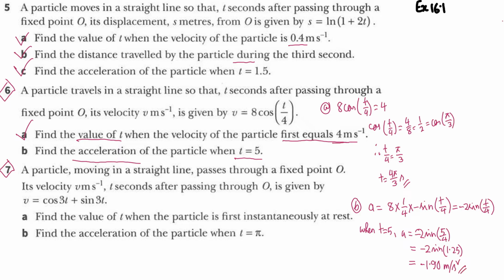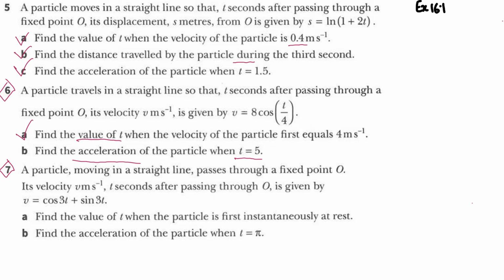The negative value actually shows it's a deceleration, that's why it is negative. Let's move to question number 7 now. In question 7, the velocity expression is given there. Velocity equals this. Find the value of t.